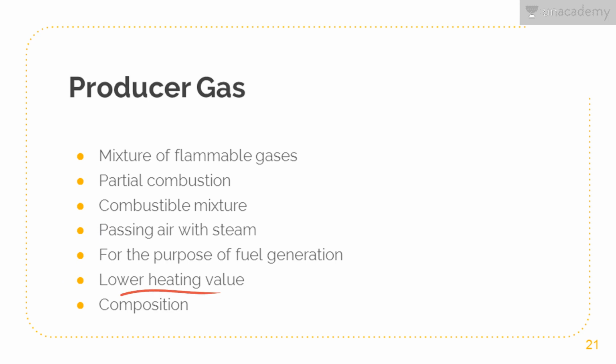The composition of producer gas is as follows. It comprises carbon monoxide of around 20 to 30%, hydrogen around 11 to 20%, carbon dioxide around 4 to 6%, nitrogen around 46 to 55%, and methane around 0 to 3%. The uses of these gases are as fuel in furnaces, and as a source of hydrogen for the synthesis of fertilizers.